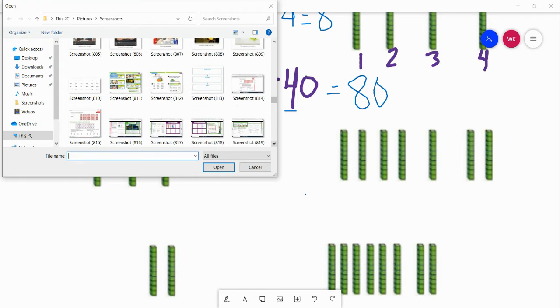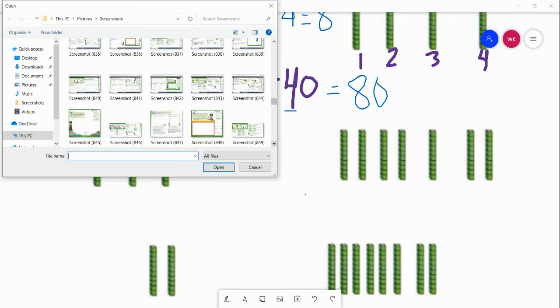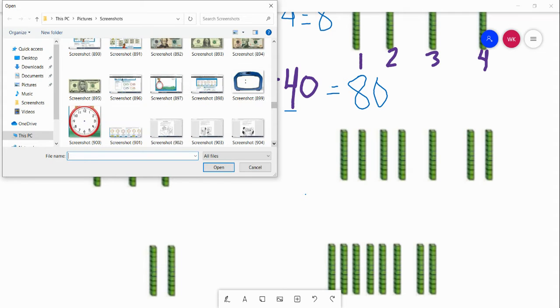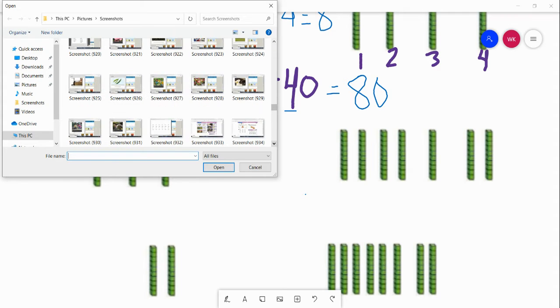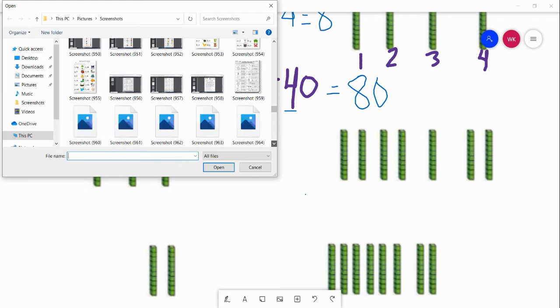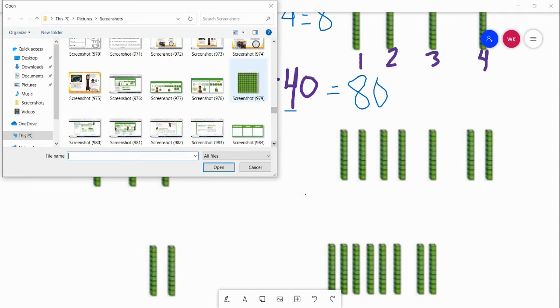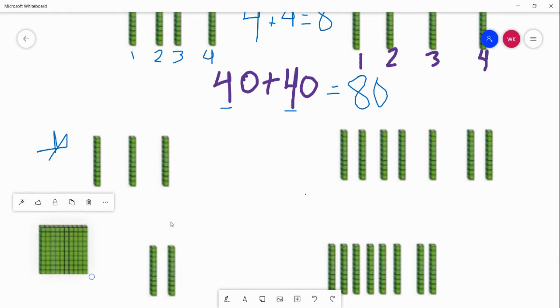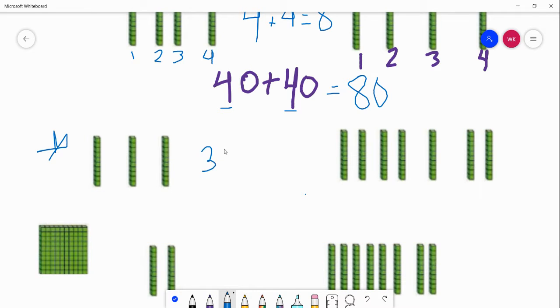So you should have figured out that we have 3 tens, so our answer is 30. And then we have 7 tens, so our answer is 70. Here we go. Found it. There we go. All right. So we have 3 tens, which is 30. And then we have 7 tens, which is 70.